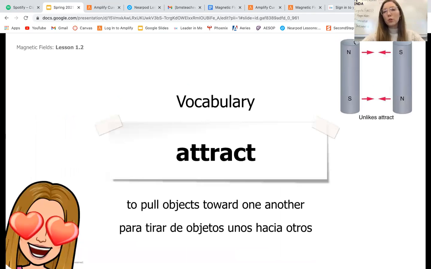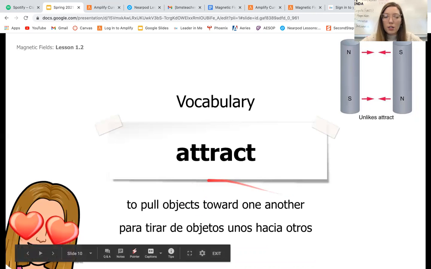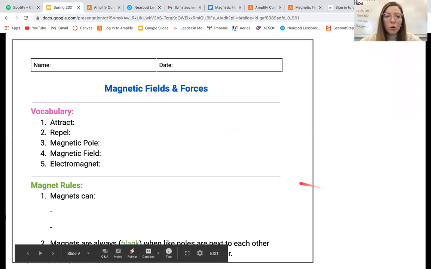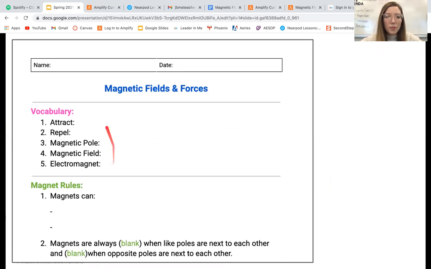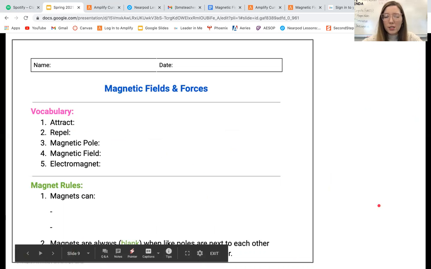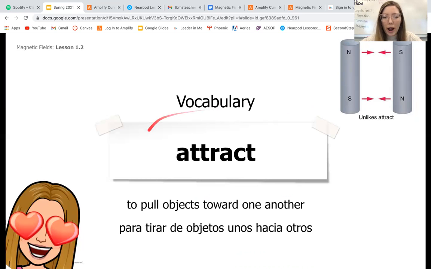Okay, so the first vocab word that we're going to talk about is attract. And this is referring to magnets that are attracting either other magnets or other metals. That's to pull objects toward one another. And so you're going to be writing this down on your note page in the vocabulary section. And so that should be in your vocab. I believe for you guys, it might be the first or second word, but fill in the definition for attract.